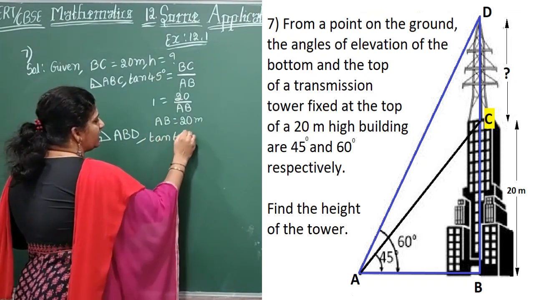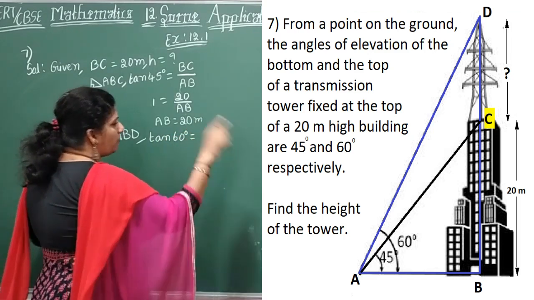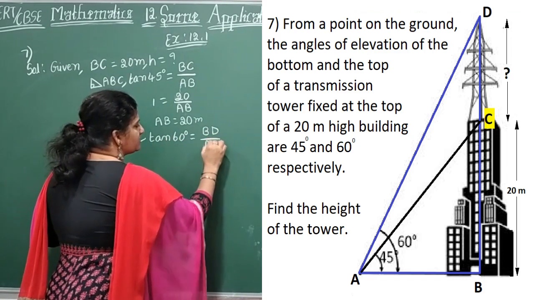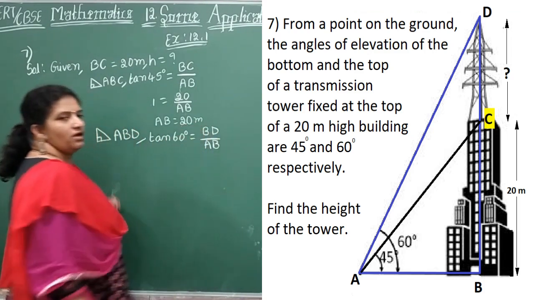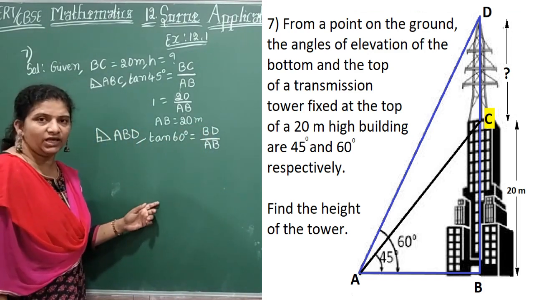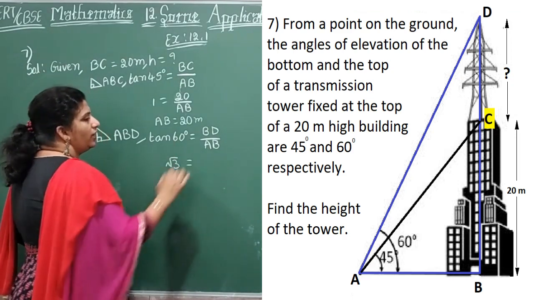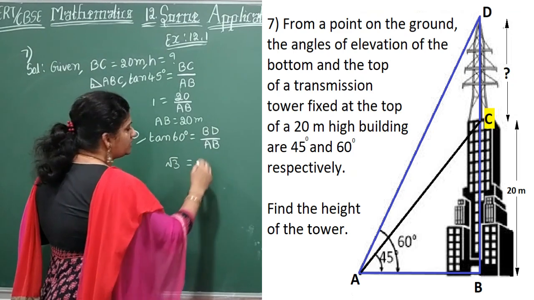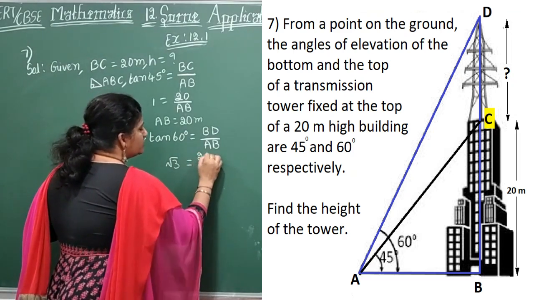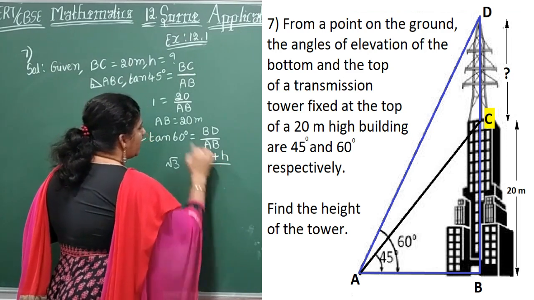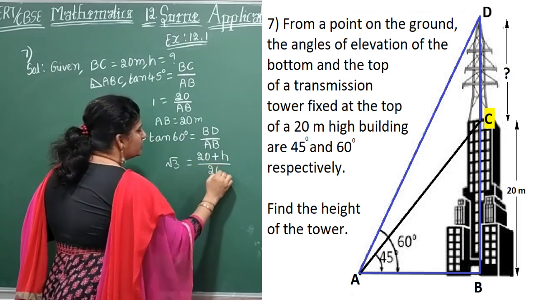Tan 60 degree is equal to, what is the opposite side, children? BD by base AB. What is tan 60 value? Root 3. Root 3 is equal to BD. BD value is how much? You don't know. That is 20 plus H. By AB value already you know, that is 20.